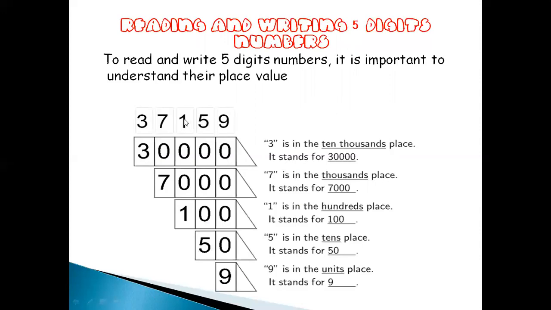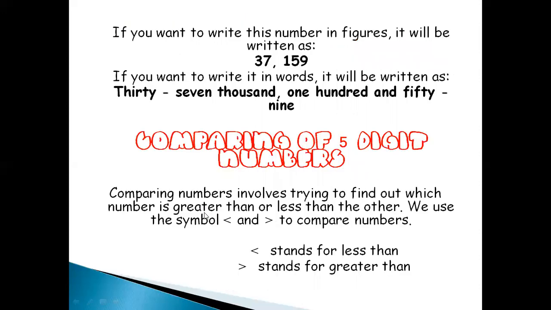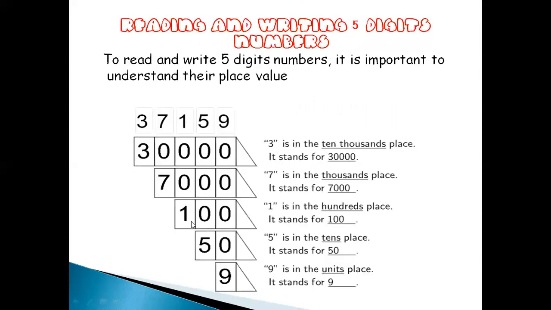Then I come to the next number. This is 1. This is 100. So I'm just going to add 2 zeros at the back, and that will give me 100. If I'm going to write this, I'll write it as 100, but the place value is the 100 place.